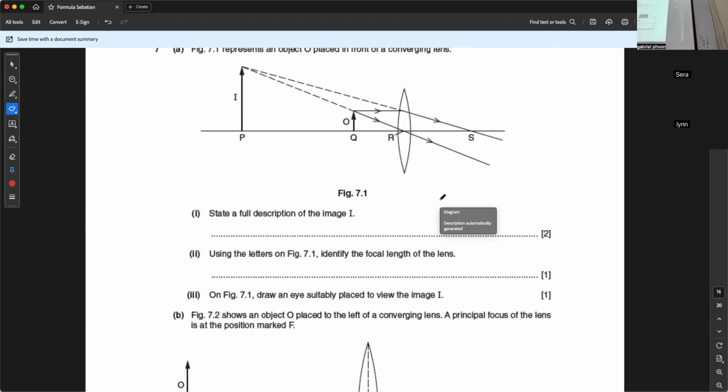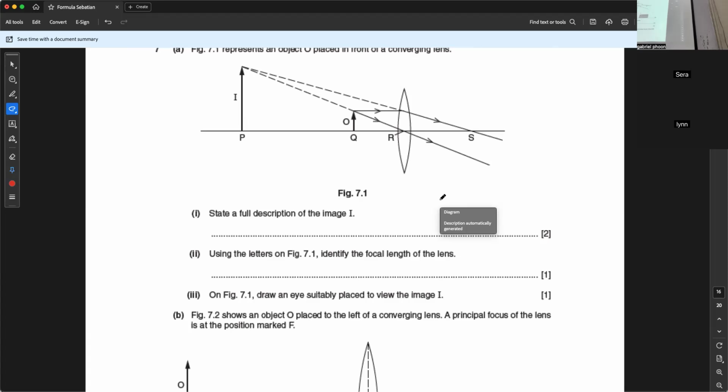This is important, this is important, and this one is important. Now see this question: Figure 7.2 shows an object on the left side of the converging lens, with the principal focus marked here. You are asked to draw two rays to locate where the image is. We follow the same method: from your object, draw a straight line to the lens and through the focal point, and the second light ray goes through the optical center. Wherever the light rays meet, that is where the image is formed.